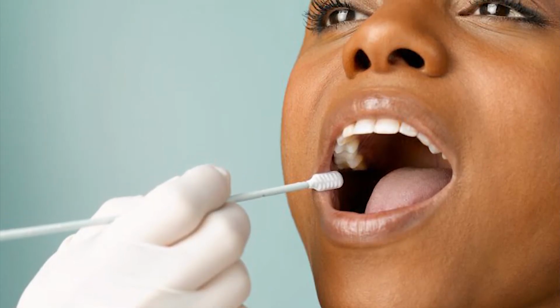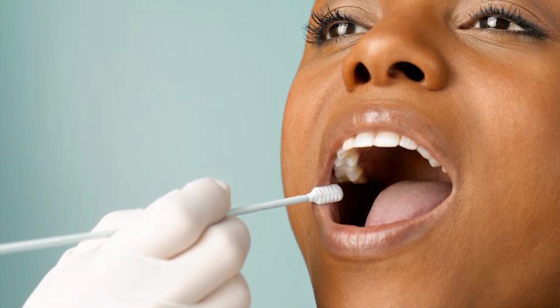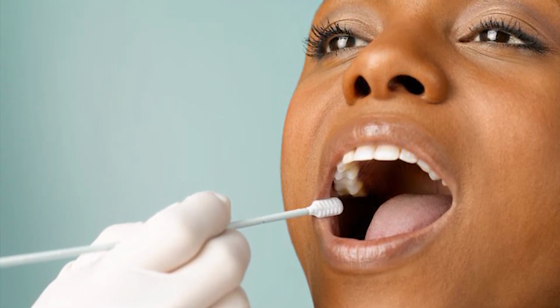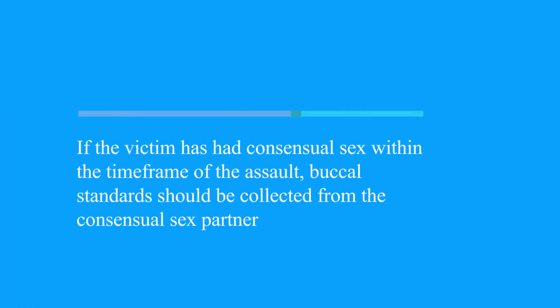This profile will be compared to the victim's and the suspect's DNA profile. To obtain these DNA profiles, standards are obtained from the victim and suspect by way of buccal, or cheek, swabs. The nurse collects these samples from the victim at the time of exam. An investigator or responder can collect from a suspect at the time of questioning. If the victim has had consensual sex within the time frame of the assault, buccal standards should be collected from the consensual sex partner. These are also called elimination standards. If you have the opportunity to request or collect standards from individuals who may be associated with the case, you are encouraged to do so as soon as possible.